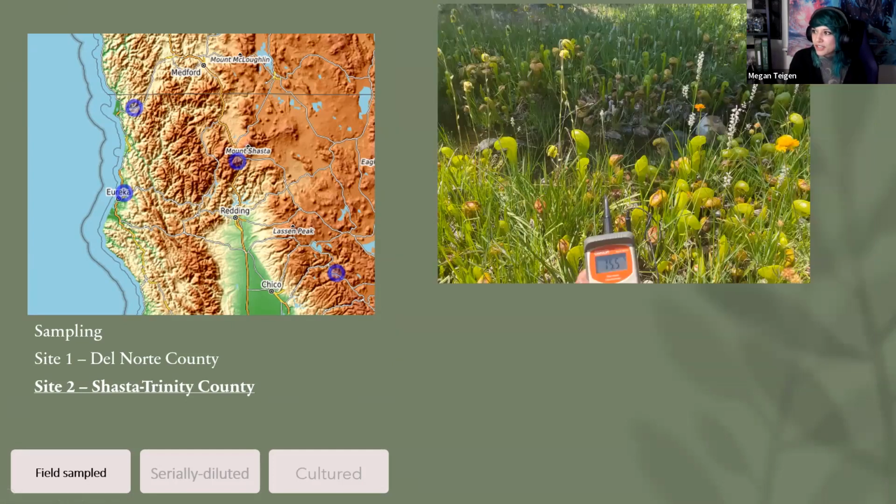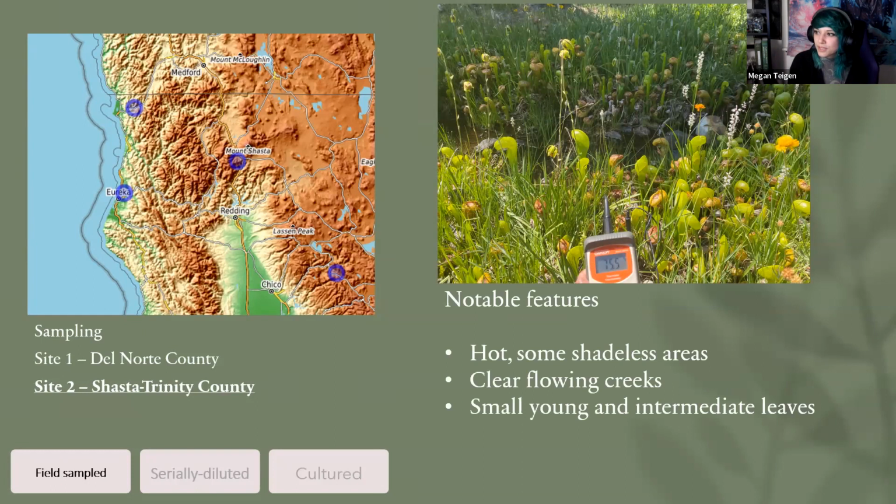Here's another picture there. We took temperature in the soil, in the water, and in the leaves to figure out what conditions these plants are growing in and what conditions the bacteria are surviving in. So some notable features of this site again was that even though they had these cold flowing creeks, a lot of these leaves were in the hot sun all day. And that was a great contrast to Gasky. We found a lot of small, young, and intermediate leaves. These were a lot smaller than the plants we saw at Gasky.